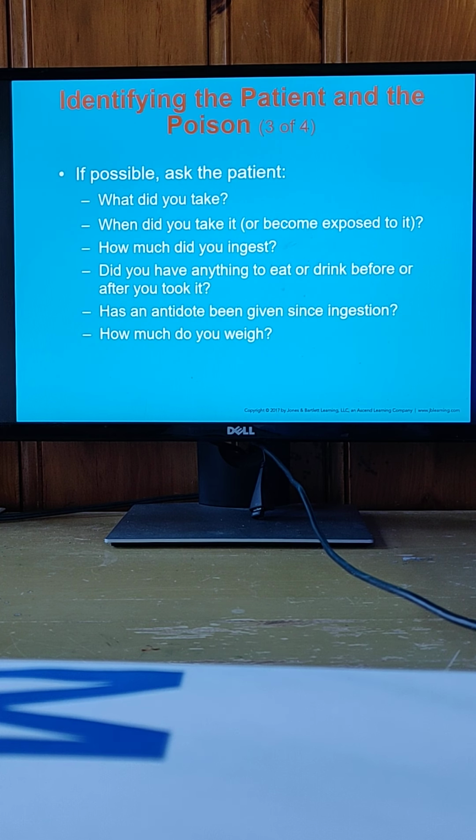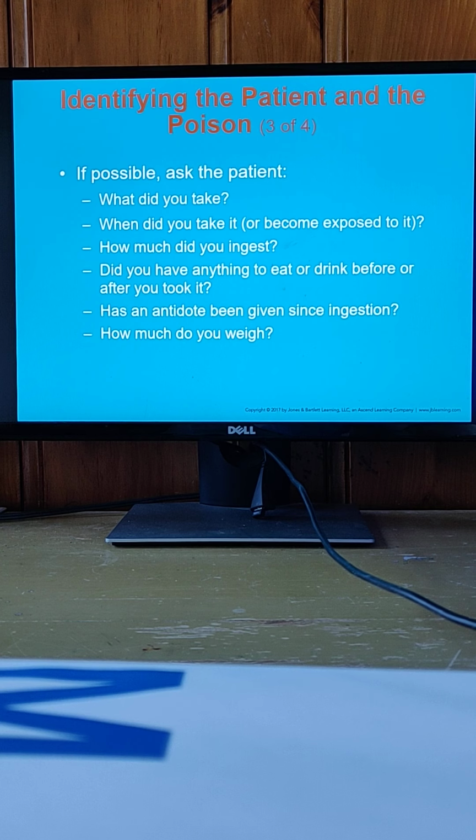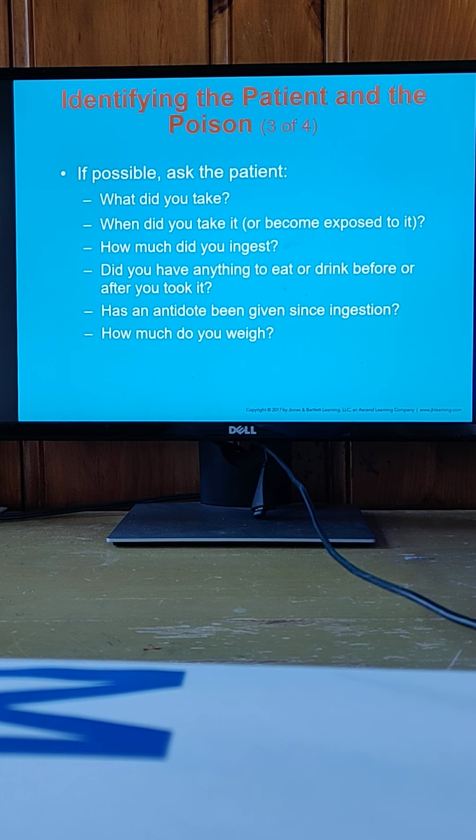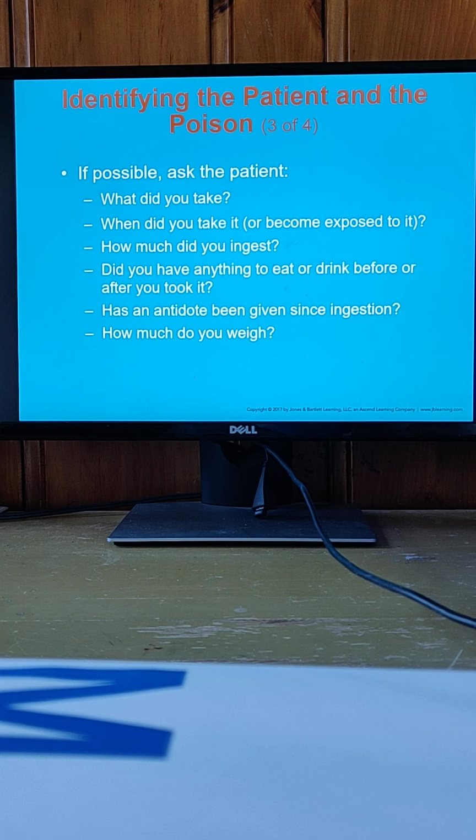So, identifying the poison of the patient. If possible, when you're talking to the patient, in addition to doing your SAMPLE and your OPQRST, you want to find out as quick as you can, what did you take? When did you take it? Or when did you become exposed to it, if it's something that they were exposed to? How much did you take? How did you take it? Did you inject it? Did you drink it?